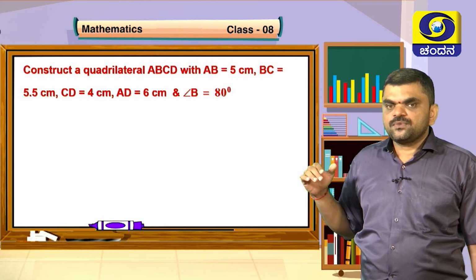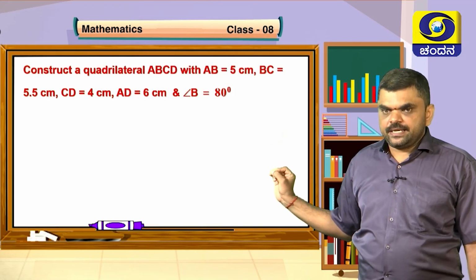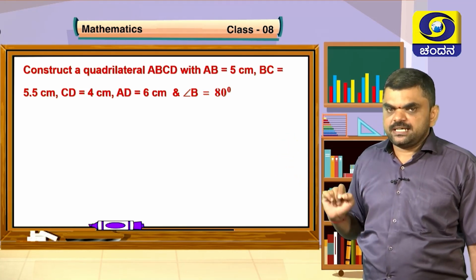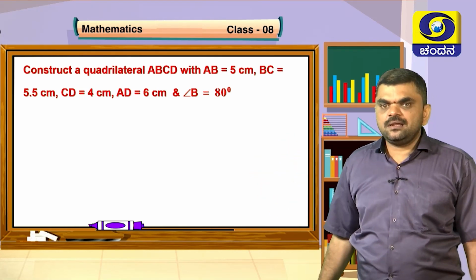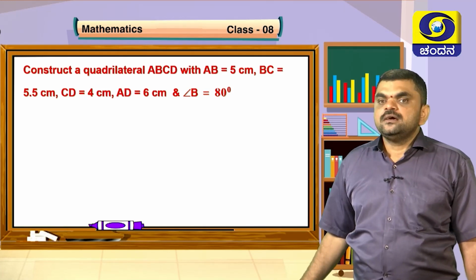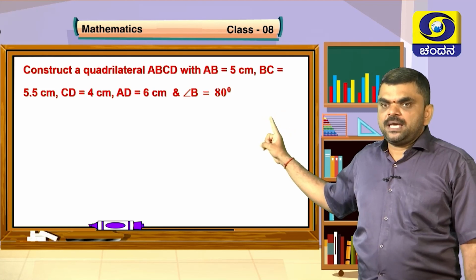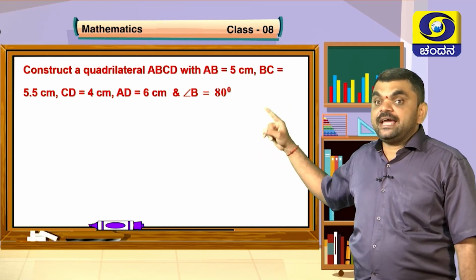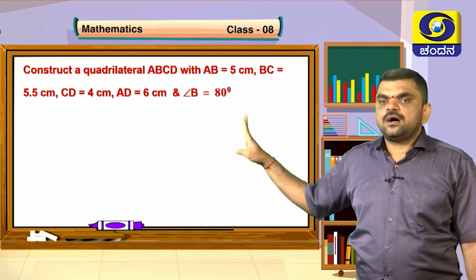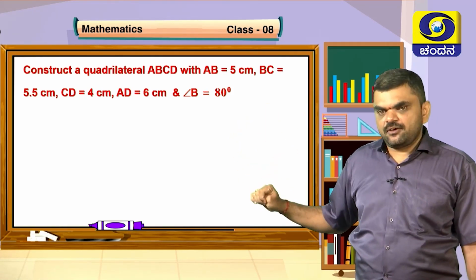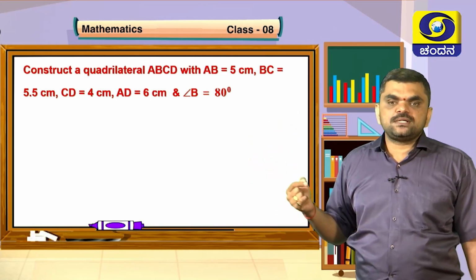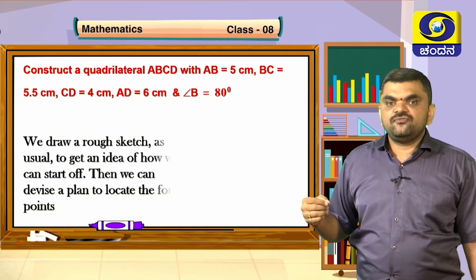So observe here: construct a quadrilateral ABCD with AB as 5 centimeter, BC as 5.5 centimeter, CD as 4 centimeter, AD as 6 centimeter and angle B equal to 80 degree. Observe here, children, they have given all the 4 sides, the lengths of all the 4 sides, and one included angle also. Is it possible for us to construct a quadrilateral here? Yes.